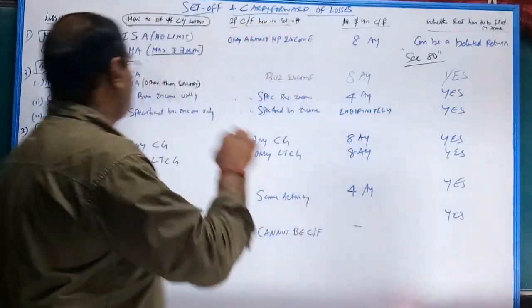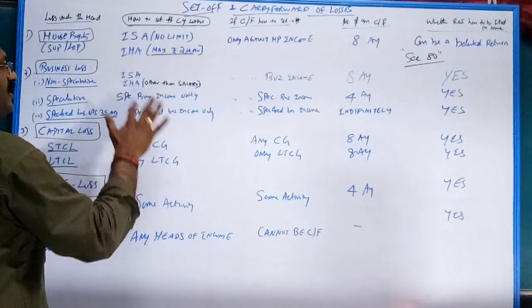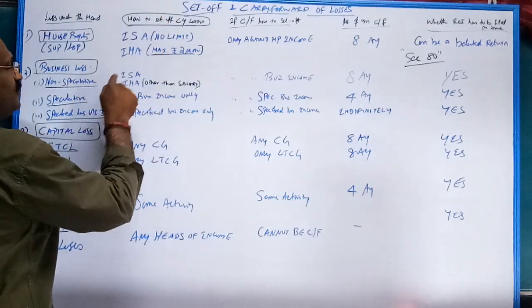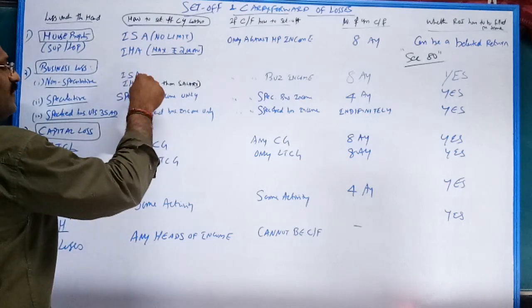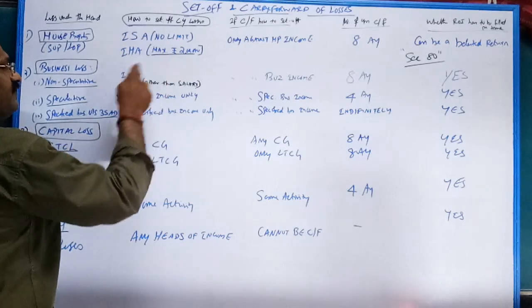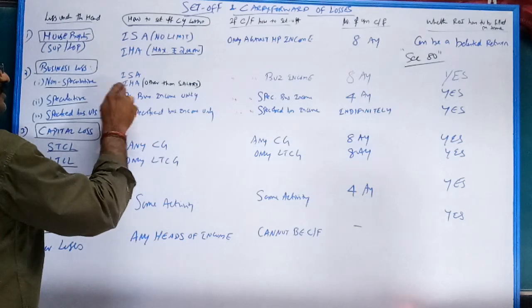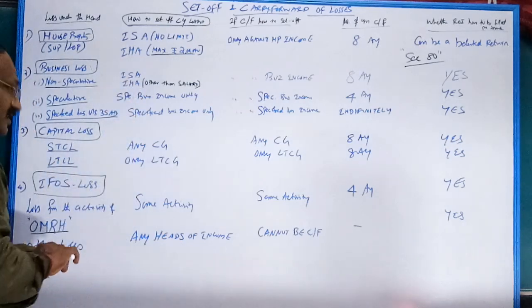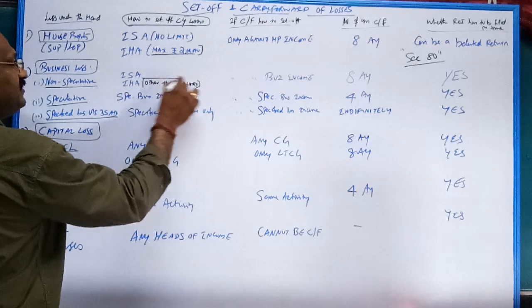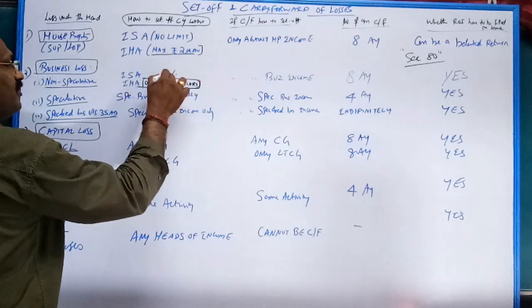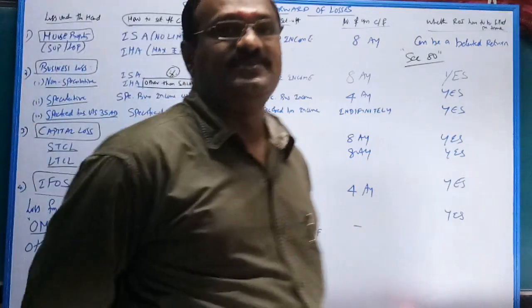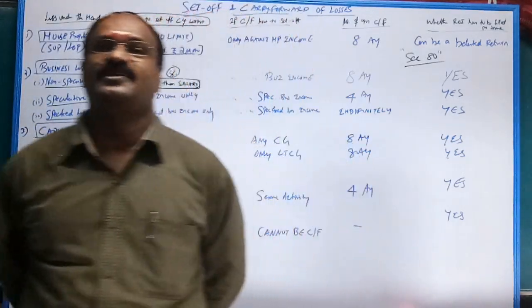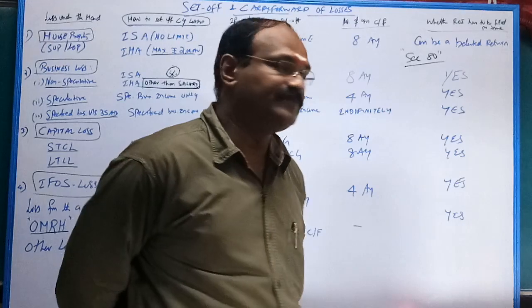See here, the benefit is only for non-speculative business loss: there is inter-source adjustment. You can set off inter-source adjustment. But if you are unable to set off inter-source, you can set off inter-head adjustment. Very important: inter-head is nothing but other than salary. Business loss cannot be set off against a salary income.